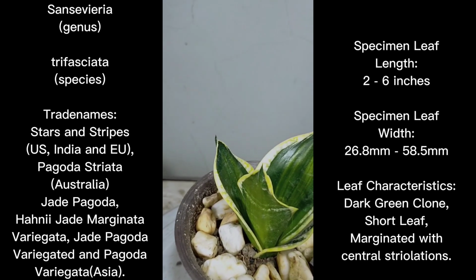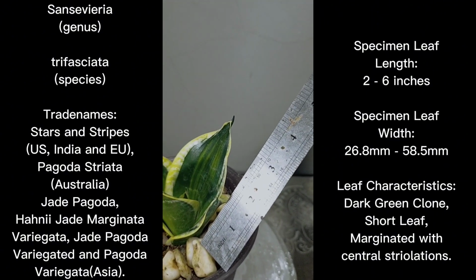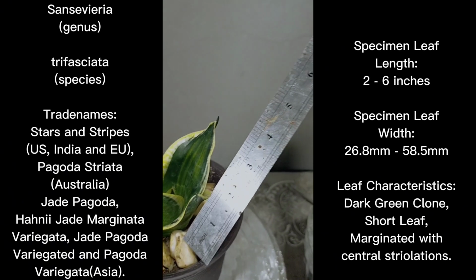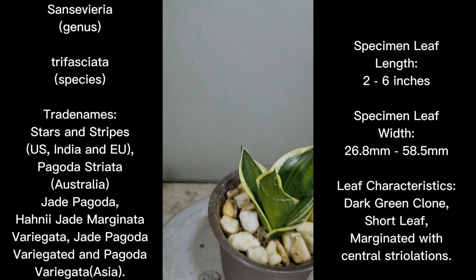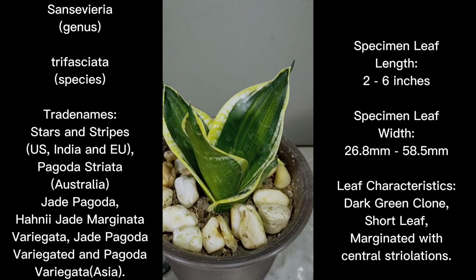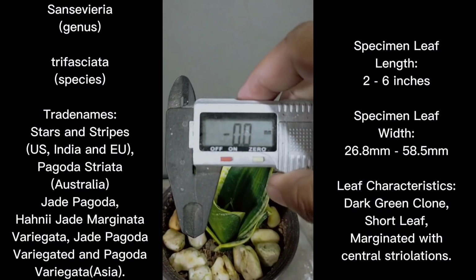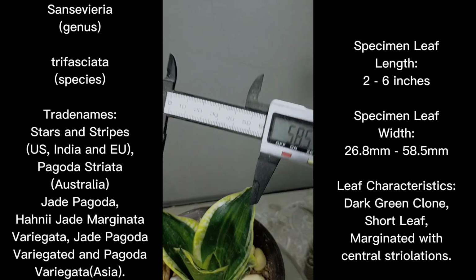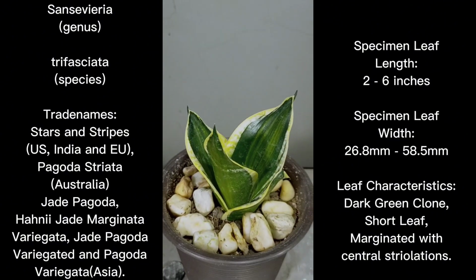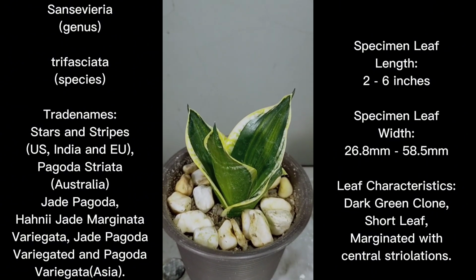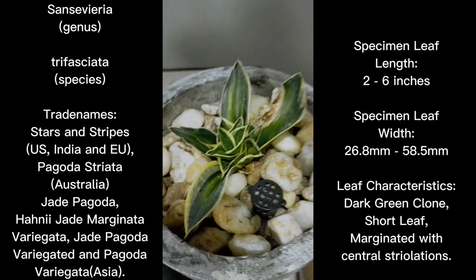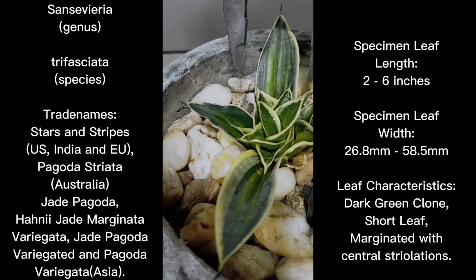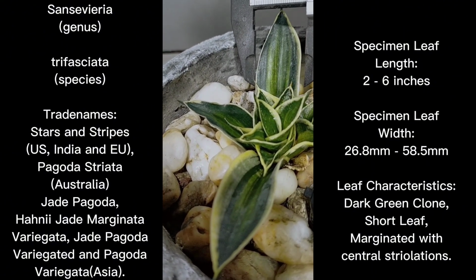But like I mentioned, short leaf trifasciatas would normally be about 2 to 6 inches in leaf length, and their leaf width will measure, set to 0, measure. This is quite a wide leaf specimen. It's 58.5, and that is dependent on how healthy the specimen is, because this one has been attacked by mites. That is why the center part is growing very, very small leaves versus growing a very wide leaf.